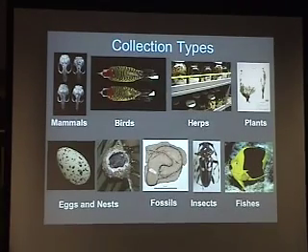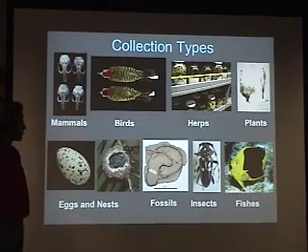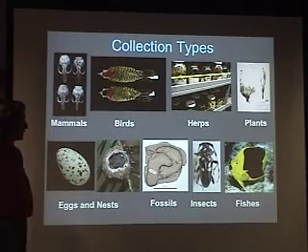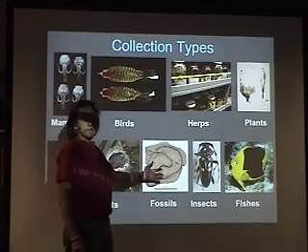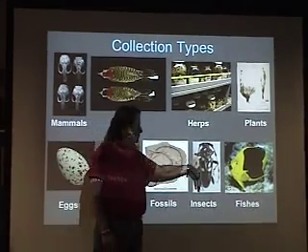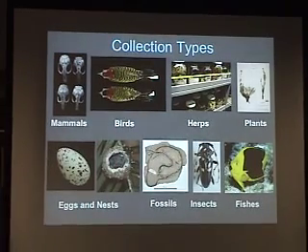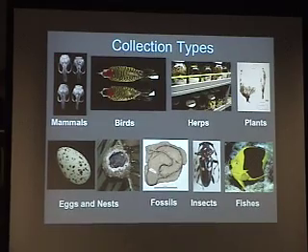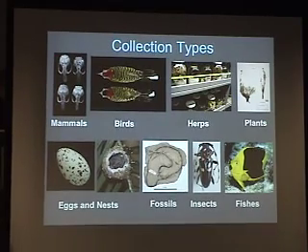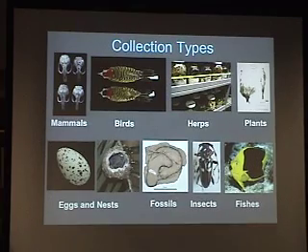I mentioned different collections. There's lots of different collection types. So obviously MVZ is mammals, birds, and herbs, as well as eggs and nests. There's fossil data, so paleontology data from Alaska, entomology data, fishes, and plants. Mostly those are from the University of Alaska herbaria, fish collection, and insect collection, and paleo collection.